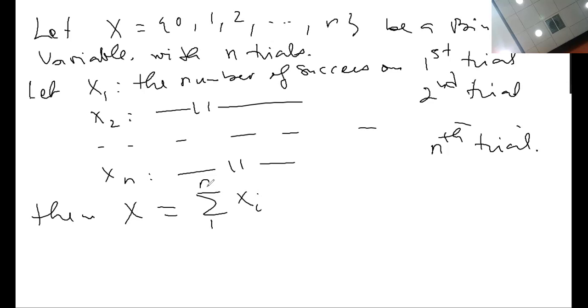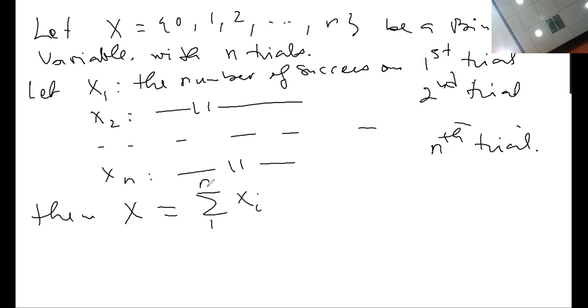Xi is the number of successes on the ith trial. So if the first trial is a failure, then x1 equals 0. If the second trial is a success, x2 equals 1. Third trial failure, x3 equals 0. Fourth trial failure, x4 equals 0. Can you understand what I'm saying here?